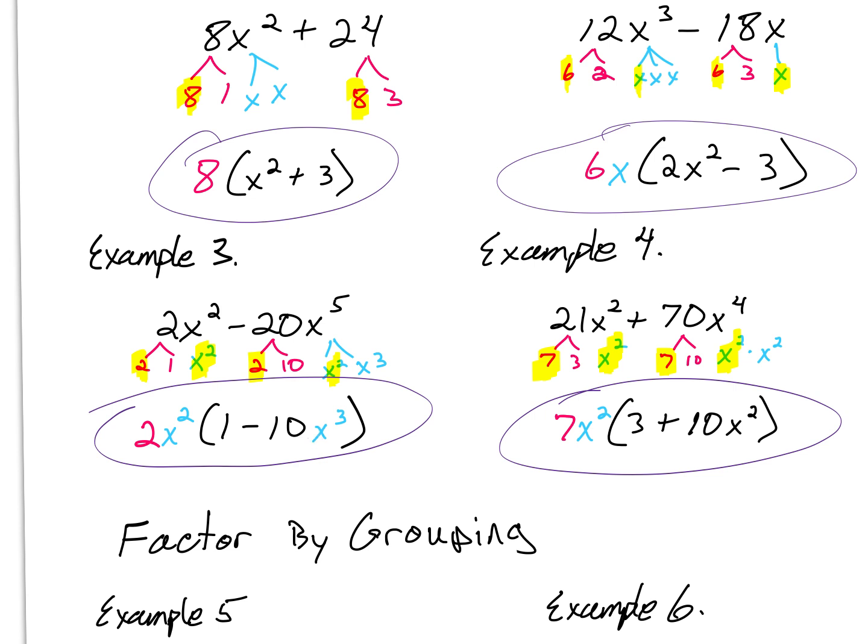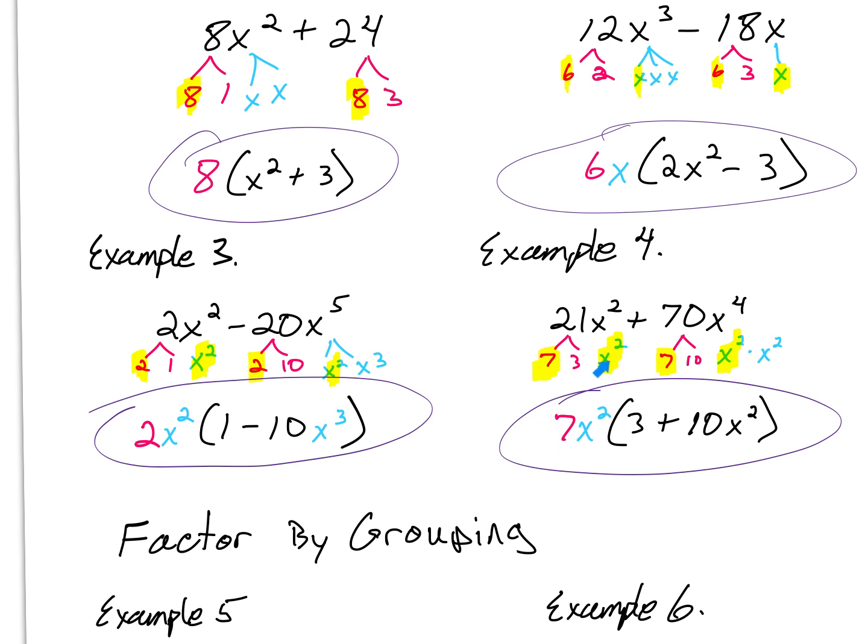And x squared times x cubed is x to the 5th. All right, and the last example for factoring by greatest common factor, I did one here, 21x squared plus 70x to the fourth. Same thing, 21 does not go into 70. So the other factors of 21 would be 7 times 3. 7 does go into 70, so that's what I factored out, 7.